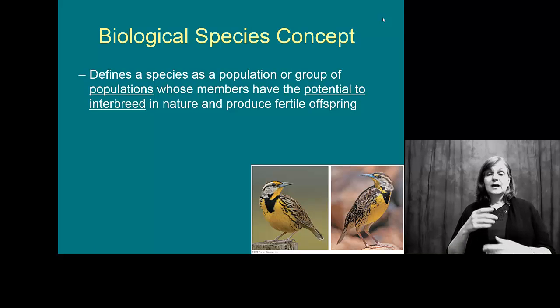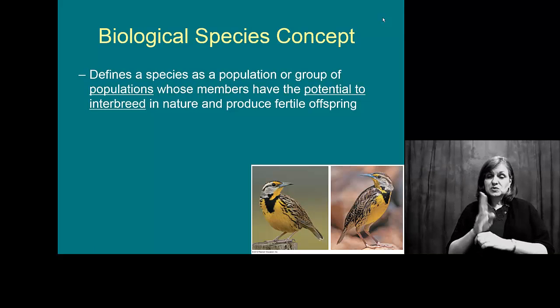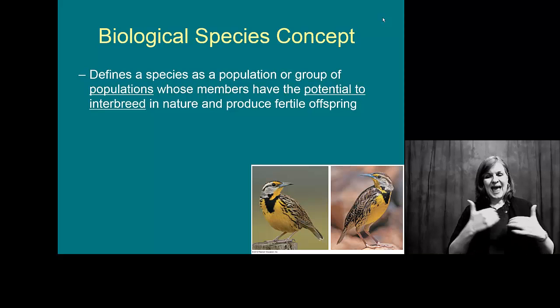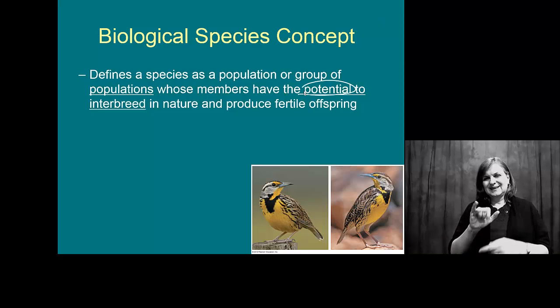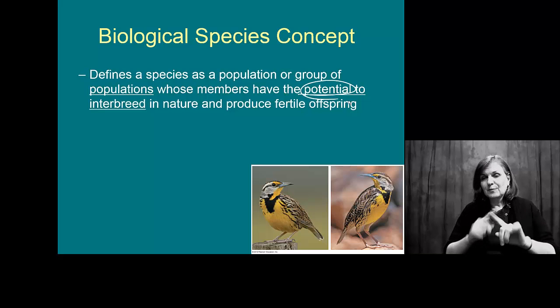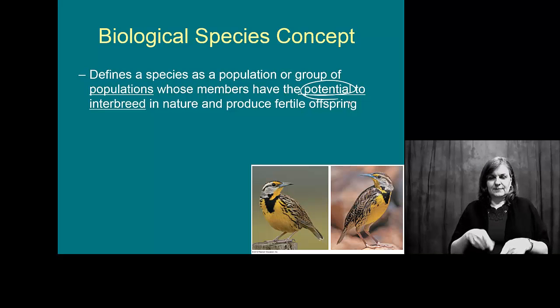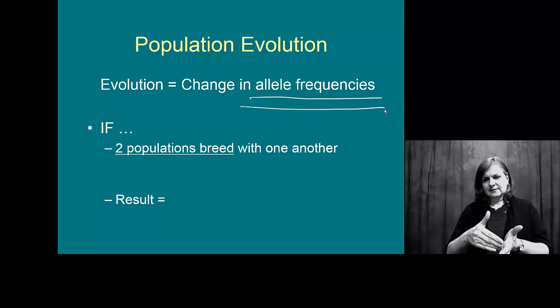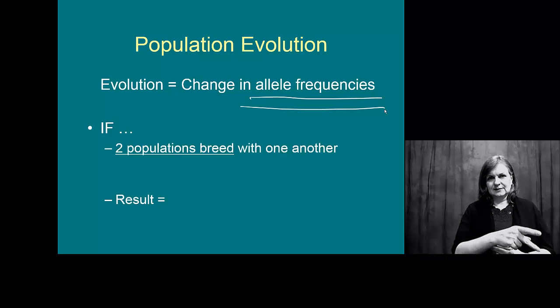This idea of a biological species concept comes up. So looking at whether or not the members of the population have the potential to interbreed. Not that they do, but they have the potential to. Well, this is kind of a weird definition too, right? So what I want you to think about is, in evolution, what we're looking for is a change in allele frequencies to find a new population or a new species.